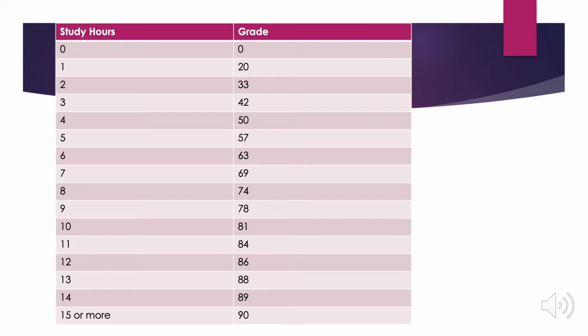This is a tabular representation of the production function where the number of hours spent studying, or his input, seems to depend on his grade, or his total output. As you can see, the maximum grade he can achieve is 90 if he spends 15 hours or more per day studying. The minimum grade he can achieve is 0 if he spends 0 hours studying. As the number of hours spent studying increases from 0 hours to 15 hours, the grade obtained also rises.